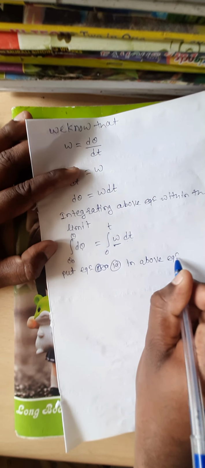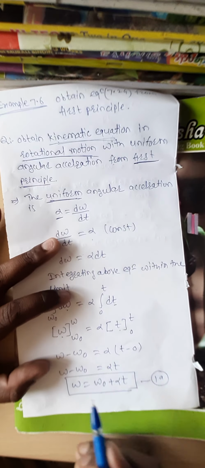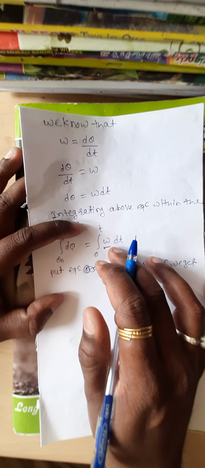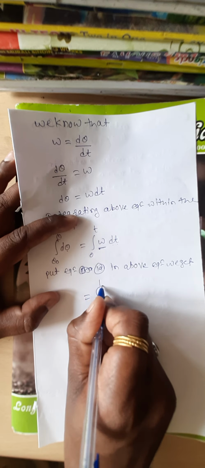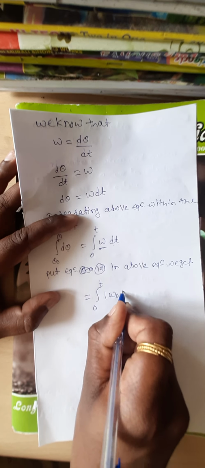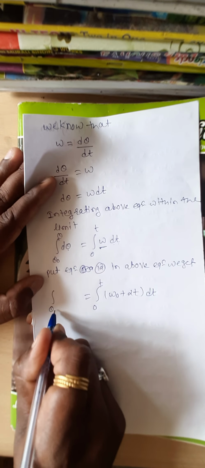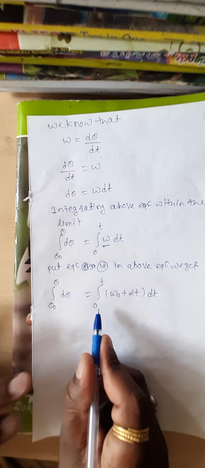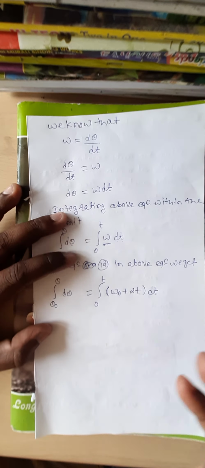In the above equation, wherever omega is present, we have to put in place of omega, omega naught plus alpha t. This is equal to integration within the limit 0 to t of omega naught plus alpha t into dt. That is, integration within the limit theta naught to theta of d theta is equal to integration within the limit 0 to t of omega naught plus alpha t into dt.